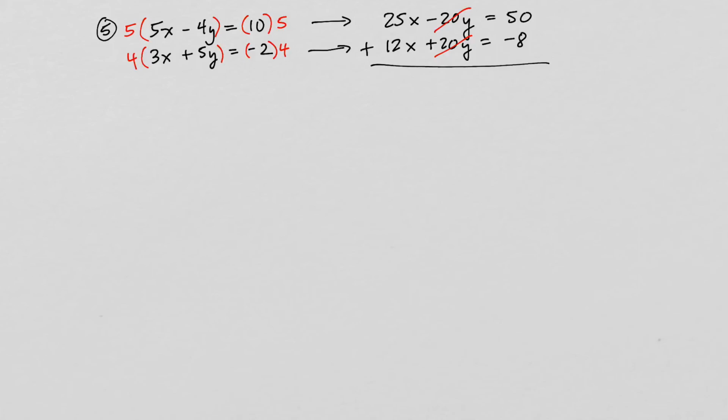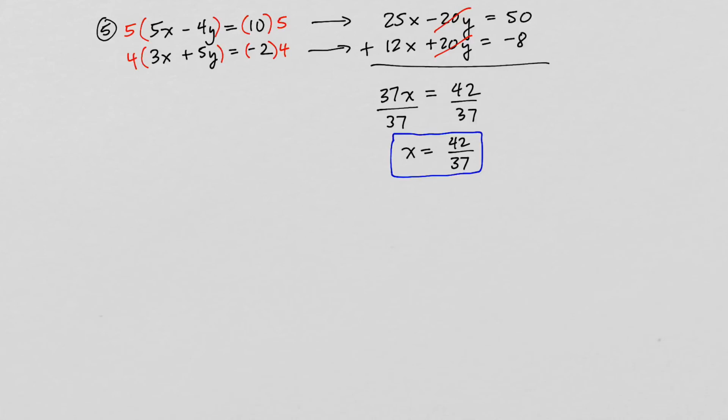And when you do this, you get 37x is equal to 50 minus 8, which is 42. Then we divide both sides by 37, and we get x equals 42 over 37. Now, when you first get an answer like this, I think the most common reaction is, I must have done something wrong. But the truth is, sometimes answers are complicated like this.